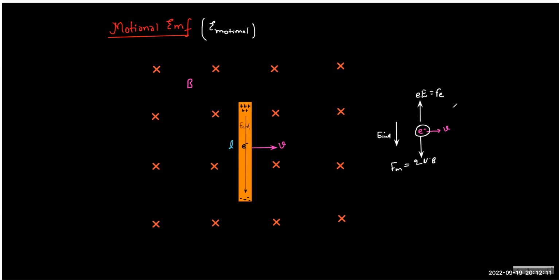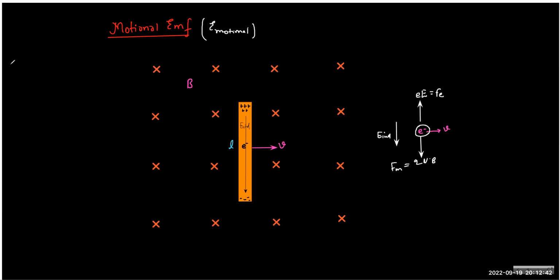Yes. So we can see that the electron will have the upward force, which is electric in nature, and a downward force, which is magnetic in nature. So as long as the magnetic force is dominant over the electric force, the electron will keep on coming down, isn't it? Yes, sir. So the electron will keep on coming down.